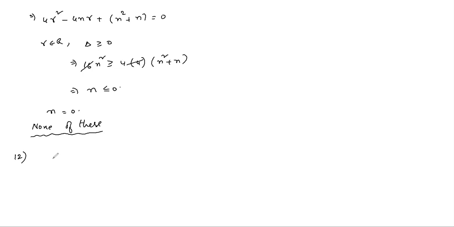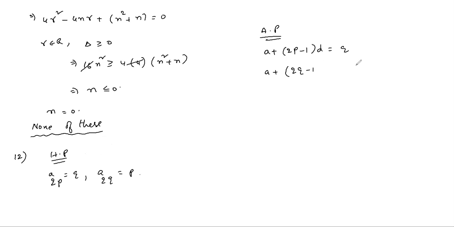Next, the 2pth term of an HP is q and the 2qth term is p. Then find the (2p plus 2q)th term of the HP. So the 2pth term of the HP is q, the 2qth term is p. We have to convert it into an AP. The AP's 2pth term is a plus (2p minus 1) into d, and it is 1 by q. The 2qth term is a plus (2q minus 1) into d, and this is 1 by p.